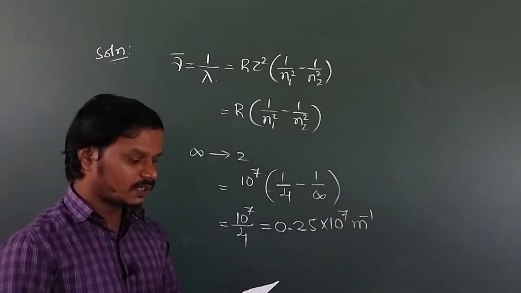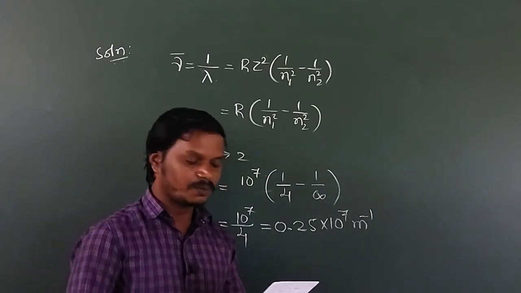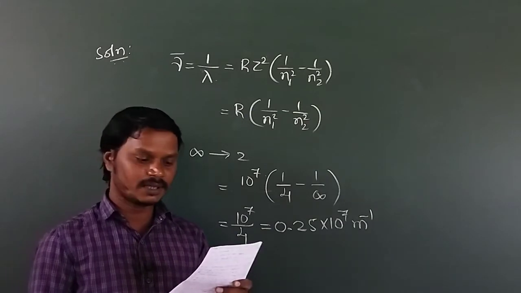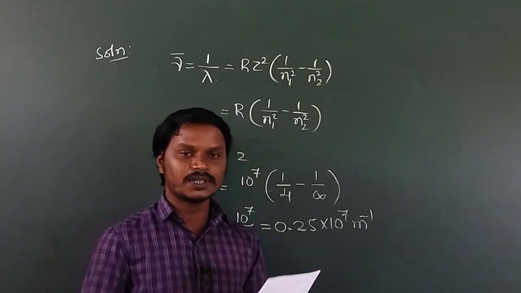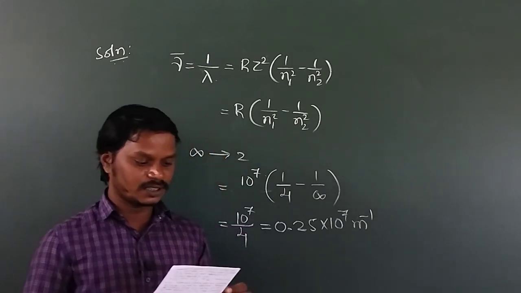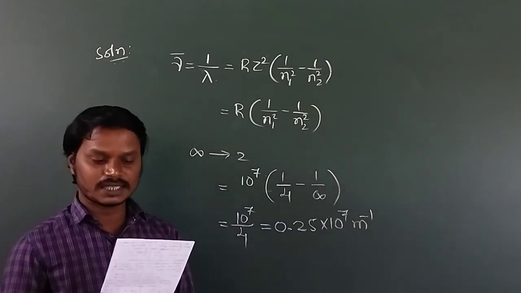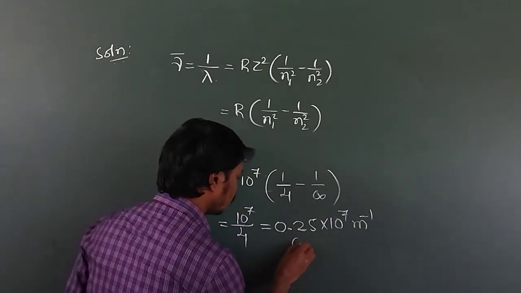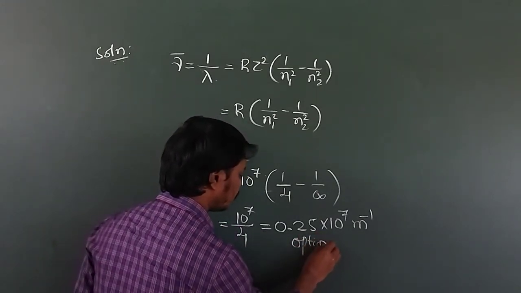Options: first option 0.25 into 10 to the power of 7 per meter, second option 2.5 into 10 to the power of 7 per meter, third option 0.025 into 10 to the power of 4 per meter, and last option 0.5 into 10 to the power of 7 per meter. So the first option is correct. Option 1 is correct.